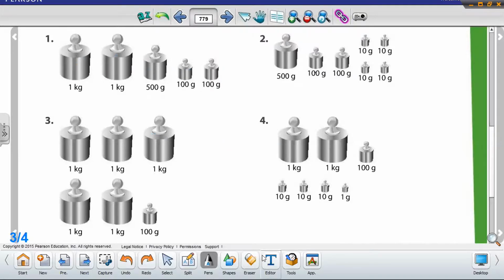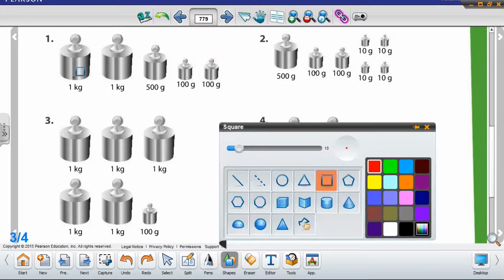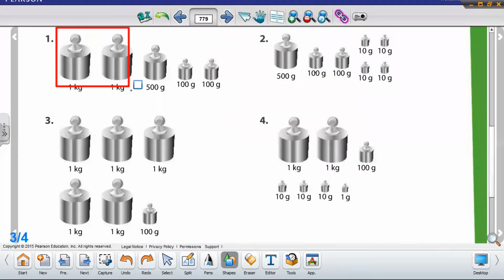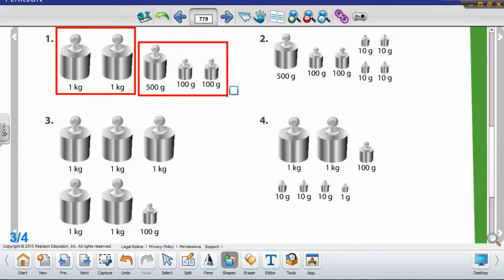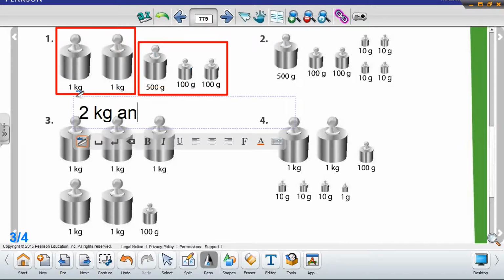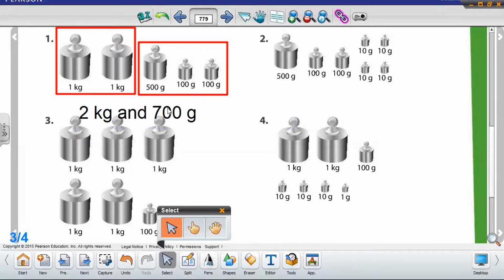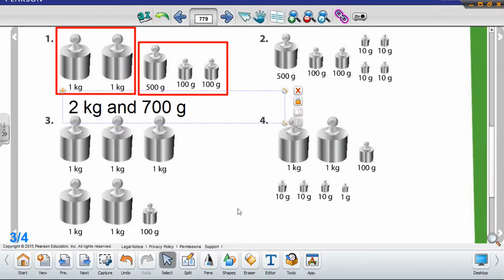How do we find the mass in this picture? I told you before that we count the similar masses together, the kilograms together and the grams together. How many kilograms do we have? We have 2 kilograms. And here we have 500, 100, 100, so the total is 700 grams. So the total mass for number 1 is 2 kilograms and 700 grams.